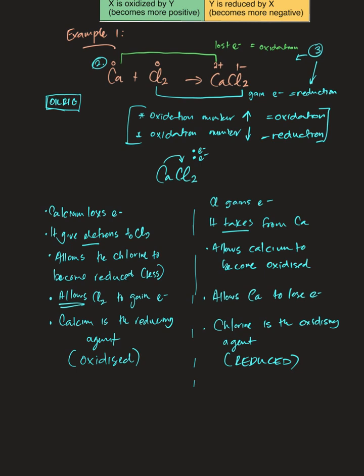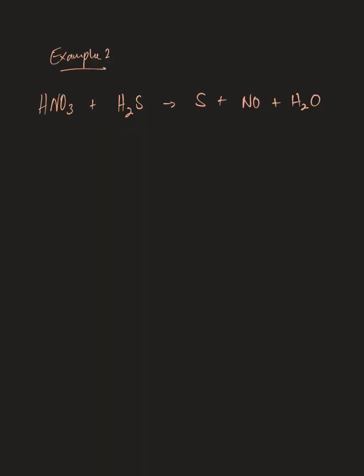We're going to now look at example 2. All right, this is example 2. We've got here nitric acid plus hydrogen sulfide to give me sulfur, nitrogen monoxide, and water. So that's the equation.